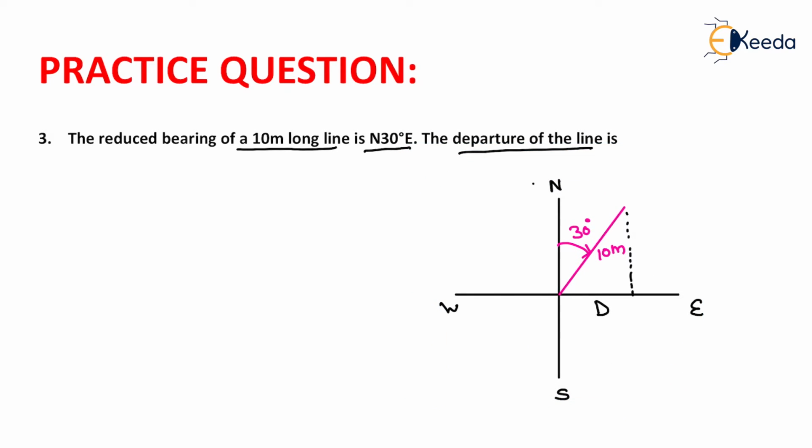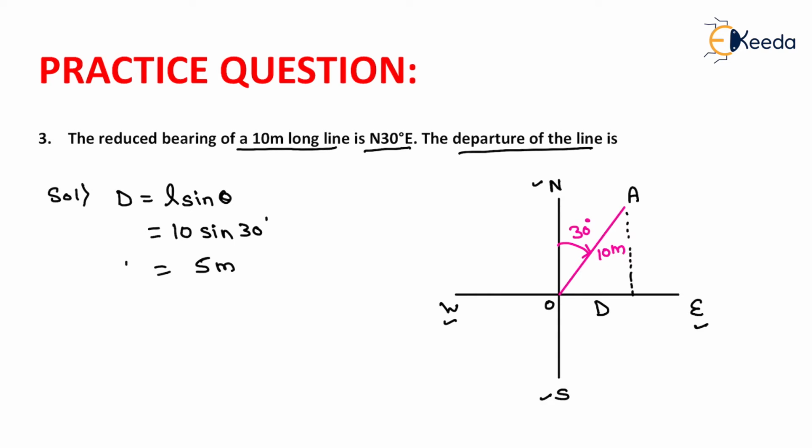Okay, that is north pole, south pole, east pole and west pole. Now our survey line is like this, that is OA, and its quadrantal bearing is 30 degree, which is shown here, and the length of the survey line is 10 meter. Now we have to determine the departure of this survey line, which will be given as L sin theta. The value of L is 10 here and the value of theta is 30 degree here. On solving this, we will get 5 meter, that is the value of departure of this line.